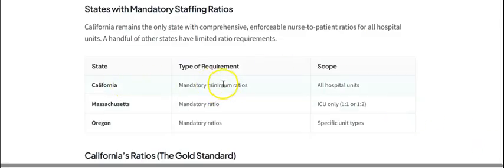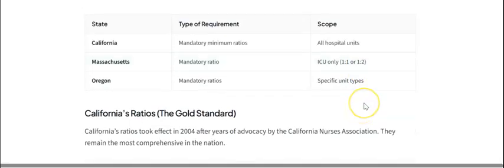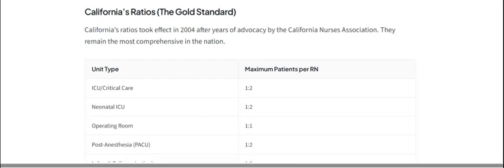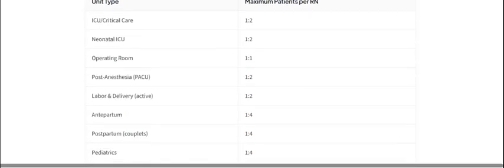But you're going to look briefly at that. You can see about Massachusetts and Oregon. They do have some mandatory ratios, but very specific units only. And here are the ratios that are mandated in California.